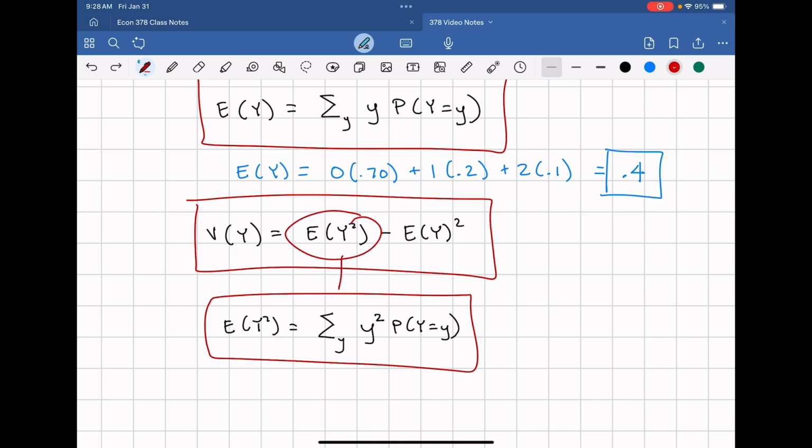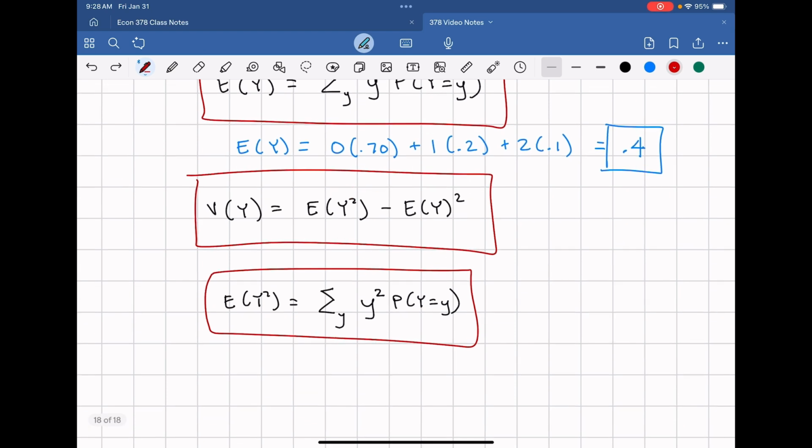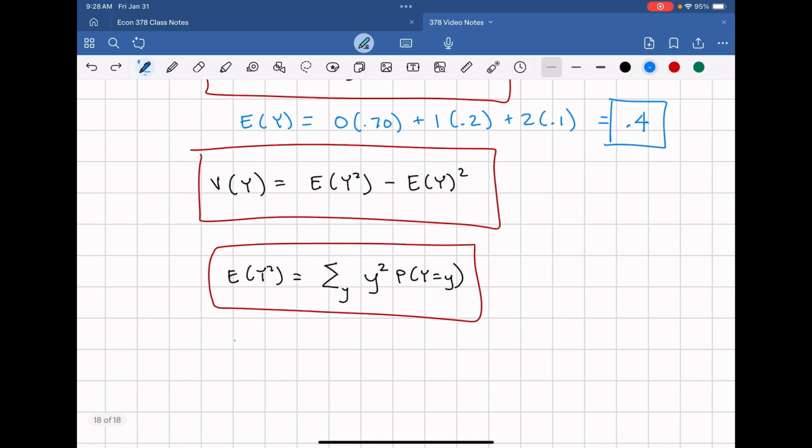So we would do something very similar to what we did for the expected value of y, but now the expected value of y squared is equal to 0, that's the value of y, squared, times the probability that y is 0, 0.70, plus 1 squared times 0.2, plus 2 squared times 0.1. And so this is equal to 0.6.